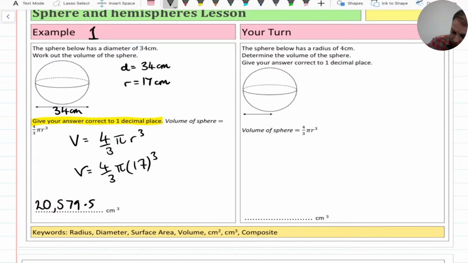Alright, so have a go at this one on the left hand side. I know it's quite easy, but have a quick go, and then once you've done that, pop your answers into the chat. Sir, I can't see the chat.